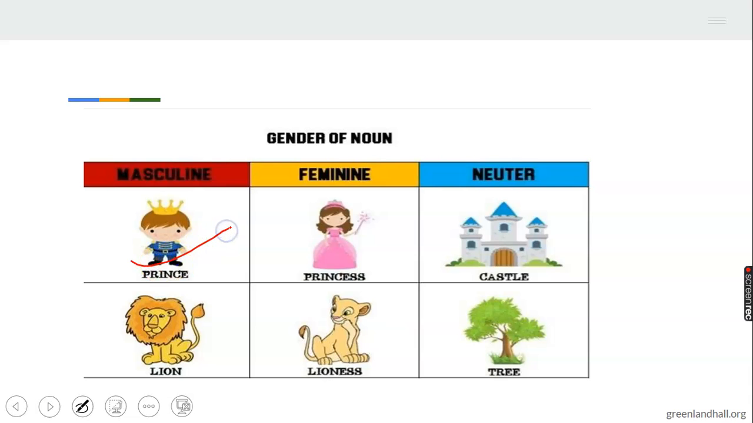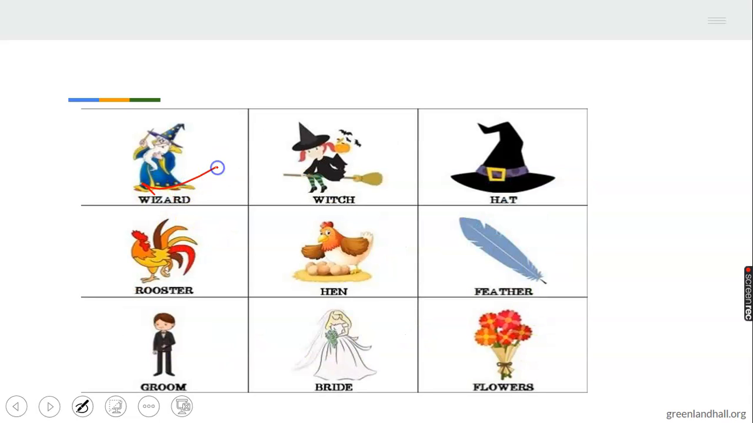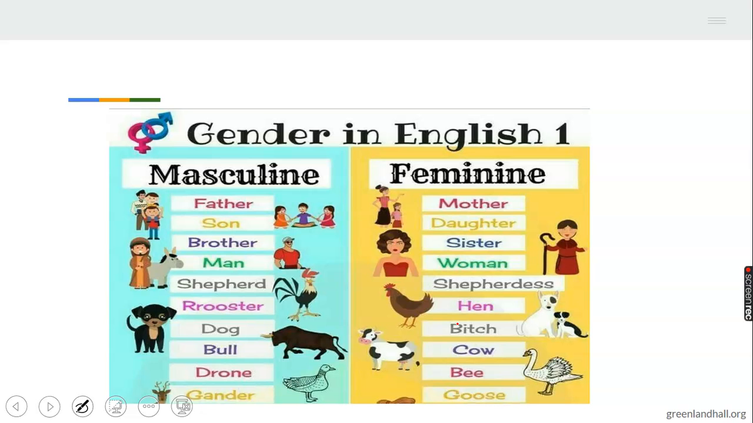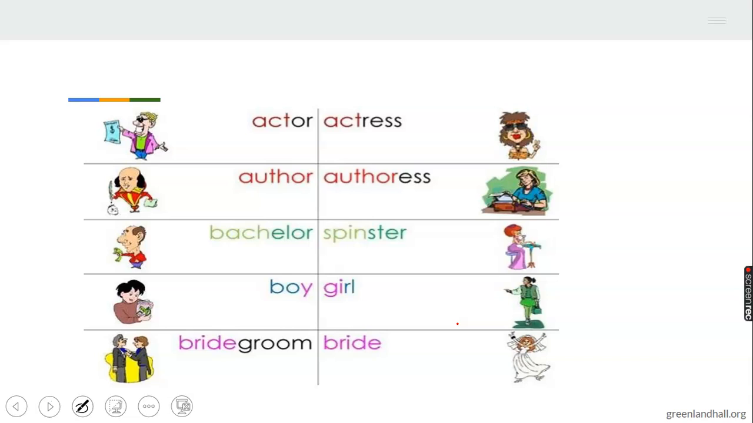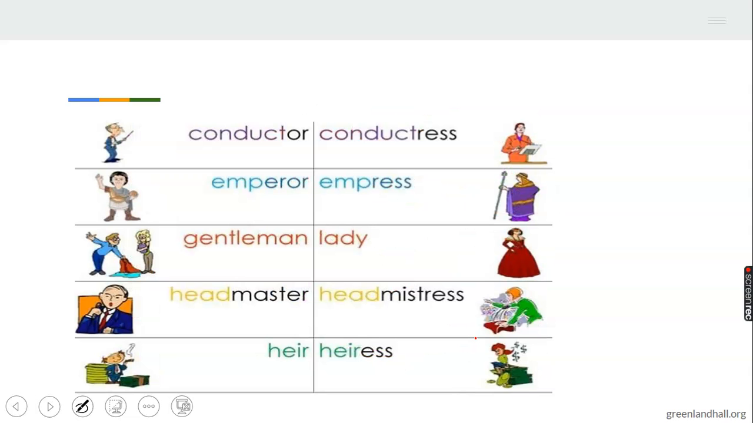You have prince as masculine, then princess, lion, then lioness, wizard as masculine, witch as feminine, rooster, and groom, the bride. We have more examples here, even for animals. These are all masculine and feminine gender: actor, actress, author, authoress, bachelor, spinster, boy, girl, bridegroom, bride, conductor, conductress, emperor, empress, gentleman, lady, headmaster, headmistress, heiress.